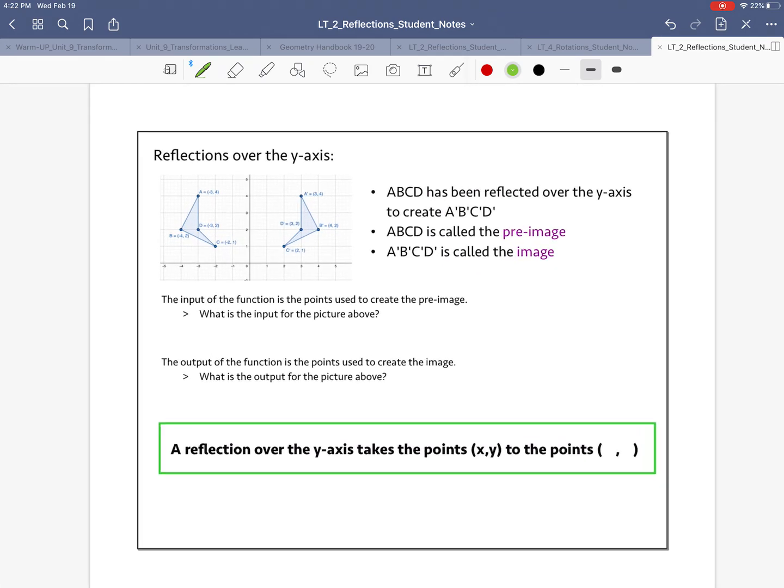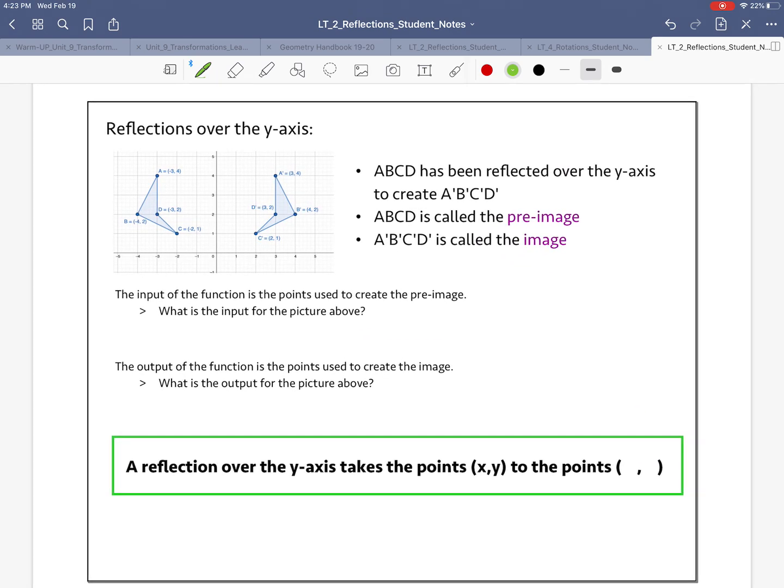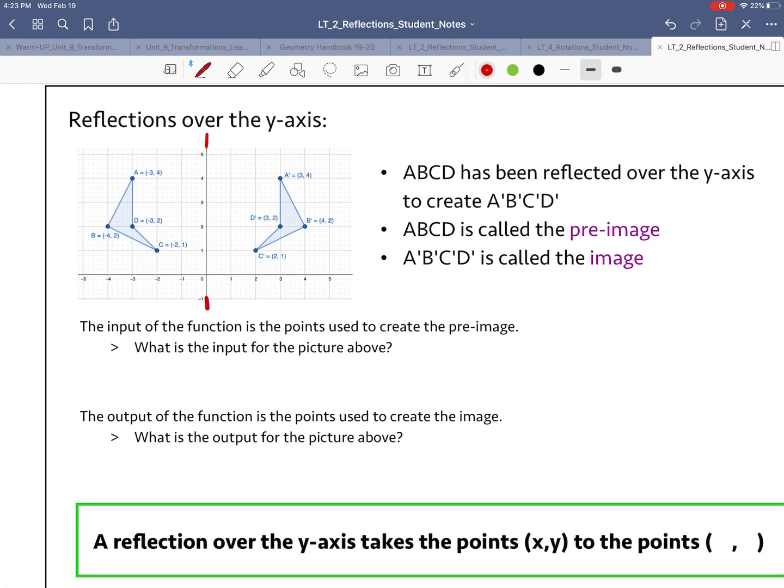Okay, so now we're going to look at specific examples. Reflections over the y-axis, so the up and down axis. So the pre-image is ABCD, this one over here. So that's what we're starting with. The image is what we get after we reflect, so A prime, B prime, C prime, D prime.